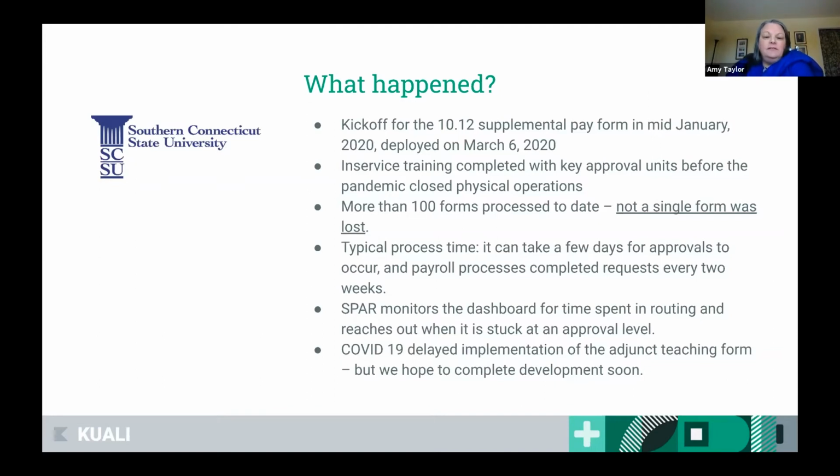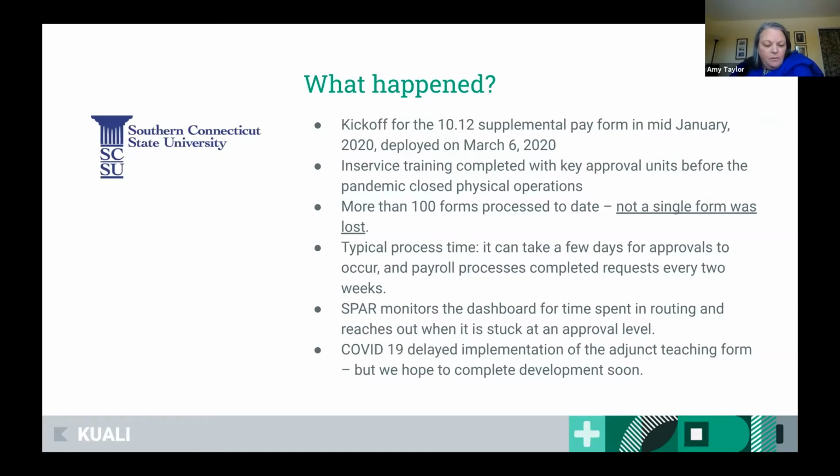Now, COVID-19 delayed implementation of the adjunct teaching form. That turned out to be much more substantial and complicated than we expected. For this academic year, Southern chose a different route, and so they're not using Kuali for that teaching form, but we hope to complete development on that process soon.